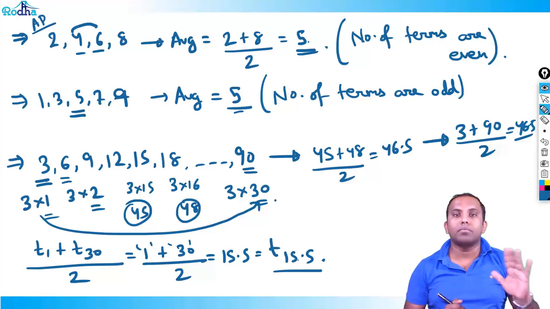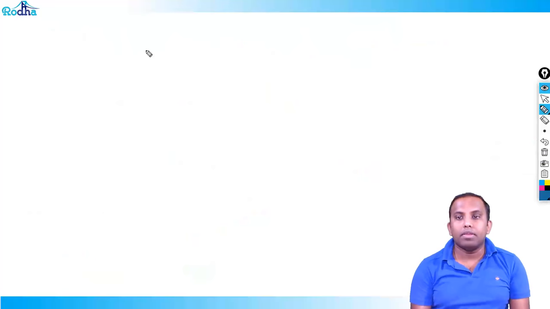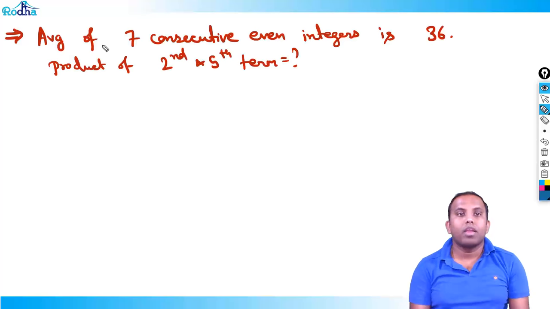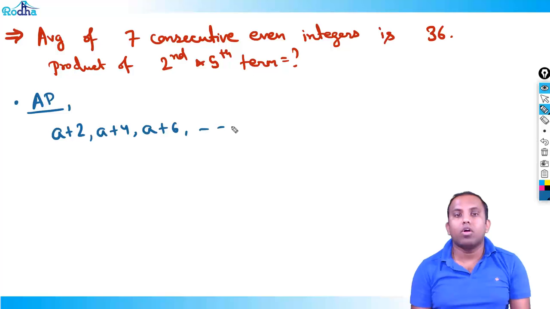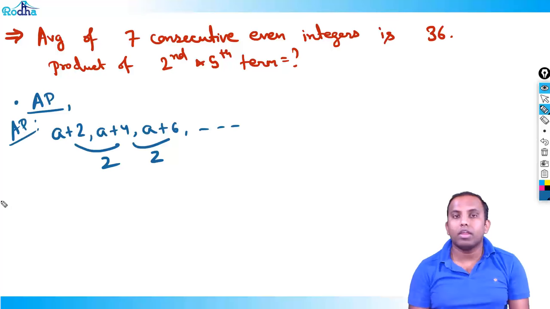Now, let's do an example here. The average of 7 consecutive even integers is 36. I can sense that this series is in AP, because even integers always have a gap of 2. If one term is a plus 2, the other term will be a plus 4, the other a plus 6, all with a gap of 2. So this is an AP.